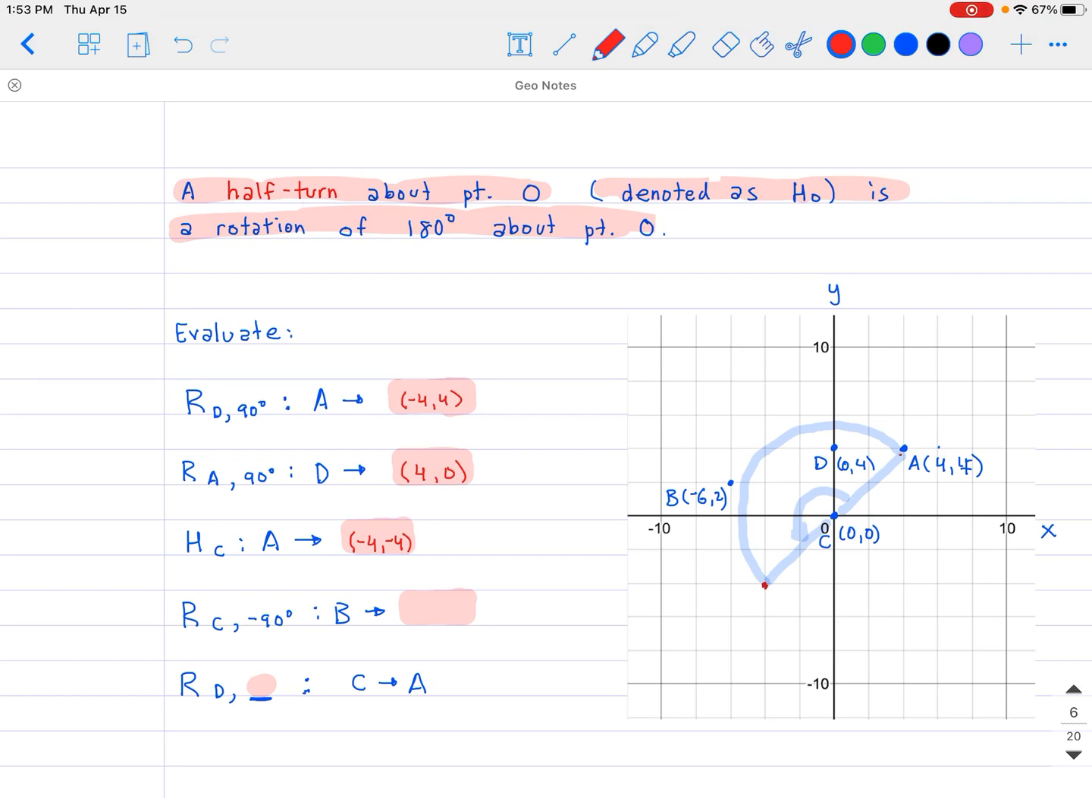Let's see. This time we're going to take point B, and I'm going to rotate it about point C, and we're going to do it backwards, to -90 degrees. So go ahead and erase all of this. Okay, cool. So next item.